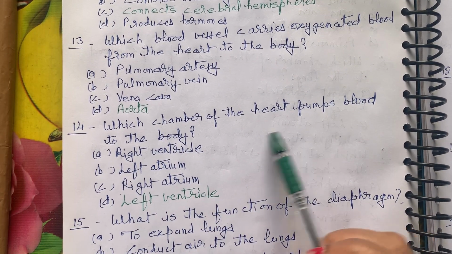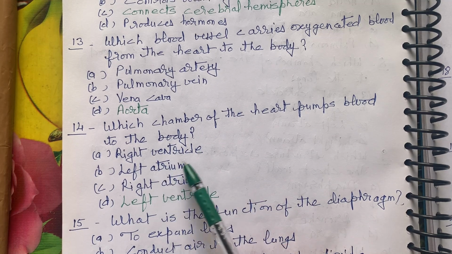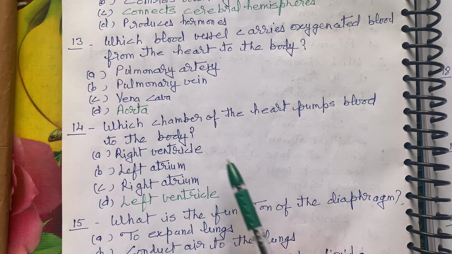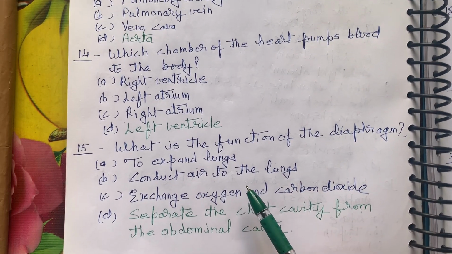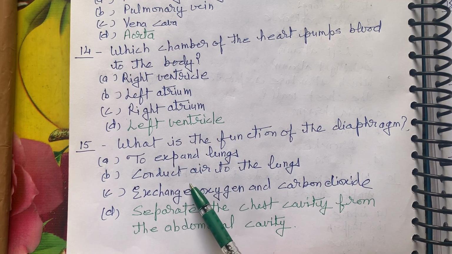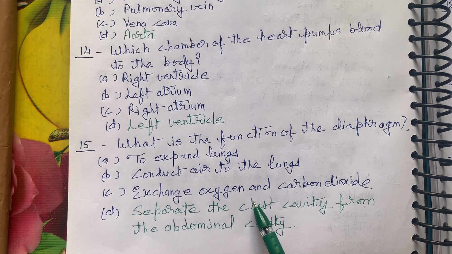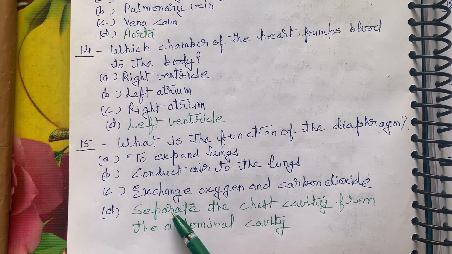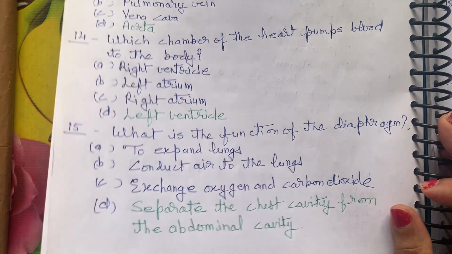Which chamber of the heart pumps blood to the body? Right ventricle, left atrium, left ventricle. Left ventricle pumps blood to the body. What is the function of the diaphragm? To expand lungs, conduct air to the lungs, exchange oxygen and carbon dioxide, separate the chest cavity from the abdominal cavity. The function of the diaphragm, last option is correct, separate the chest cavity from the abdominal cavity, right?